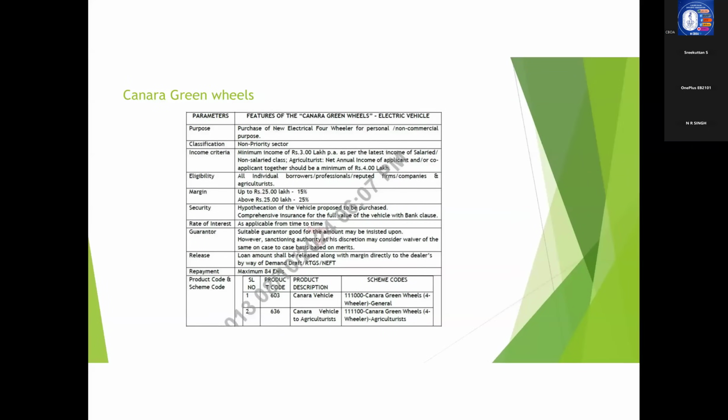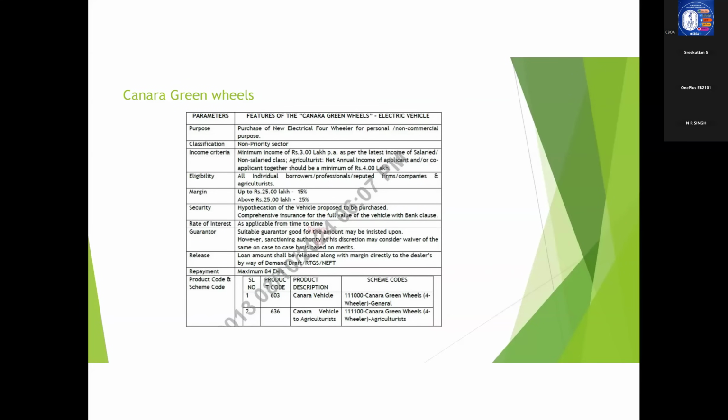Now coming to yet another important product called Canara Green Wheels. That is very easy only. We'll just look upon that one. Canara Green Wheel is always for four-wheeler, not for two-wheeler. Two-wheeler, you can always consider it under the Canara two-wheeler scheme, but there is no Canara Green Wheel for two-wheeler electric vehicles. Okay. So the classification is obviously prime non-priority sector.